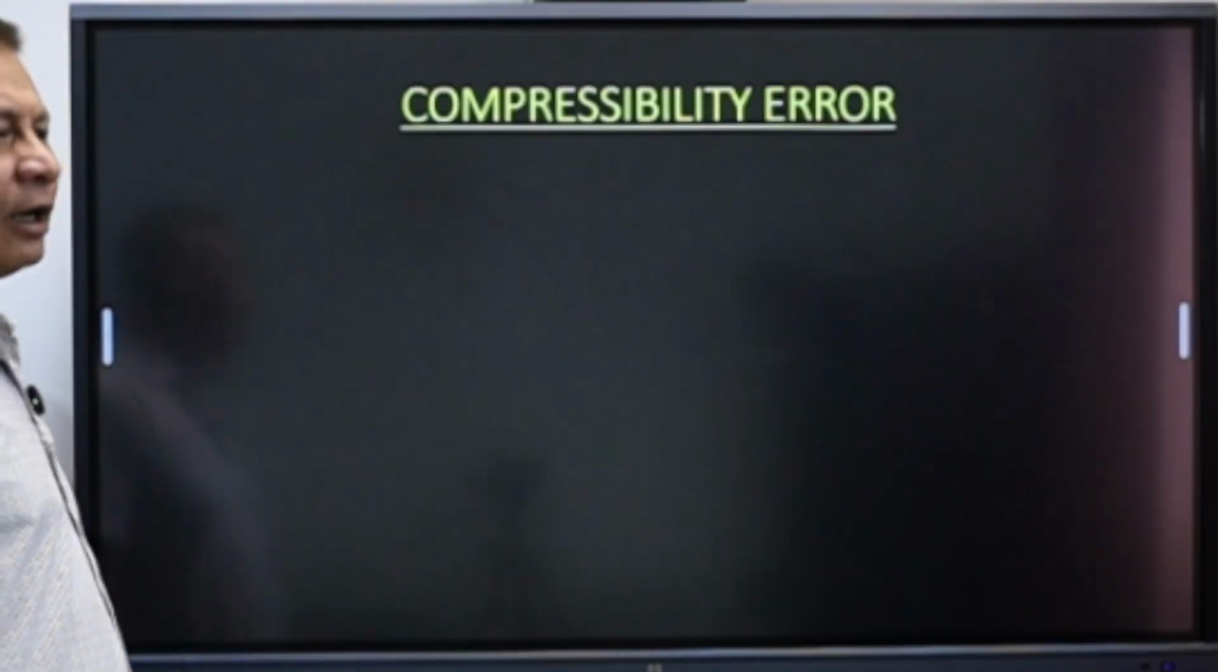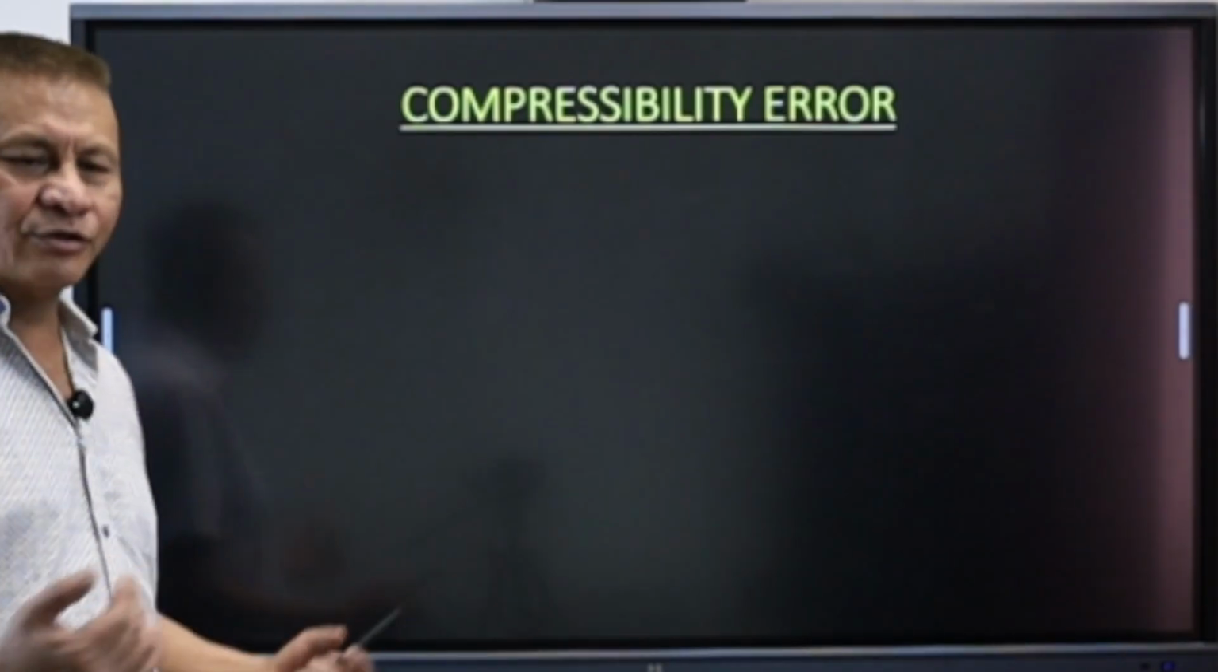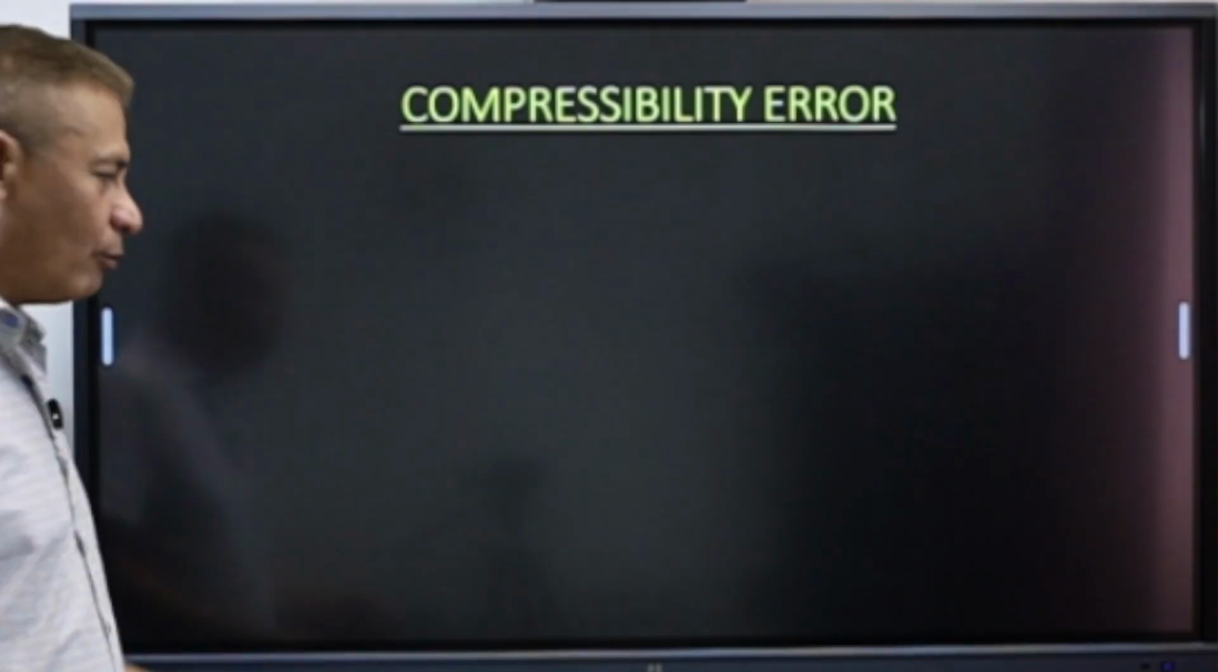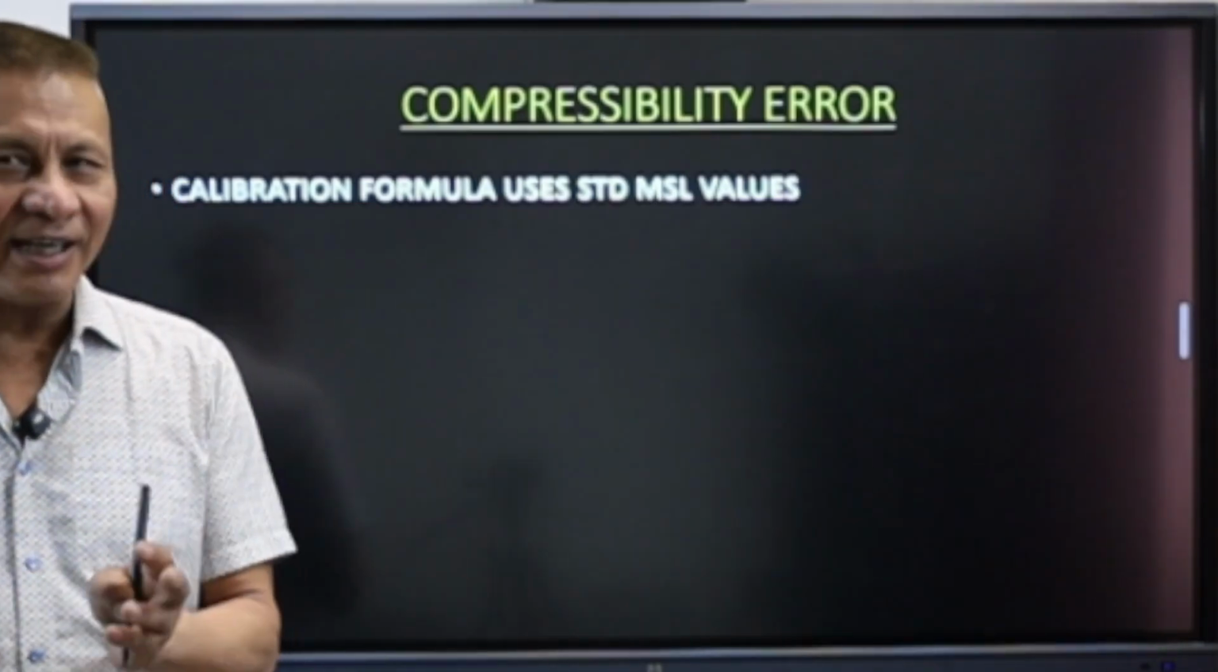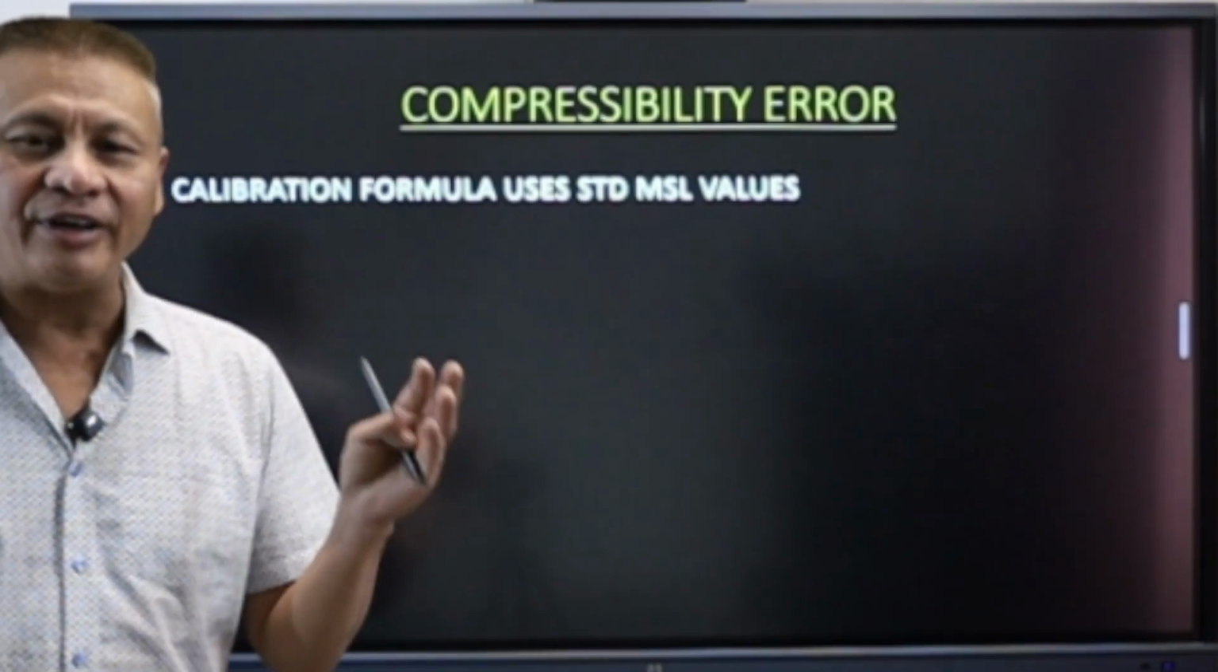Another error we experience is compressibility error. What exactly is compressibility error? When we say in the ISA definition that air is incompressible.